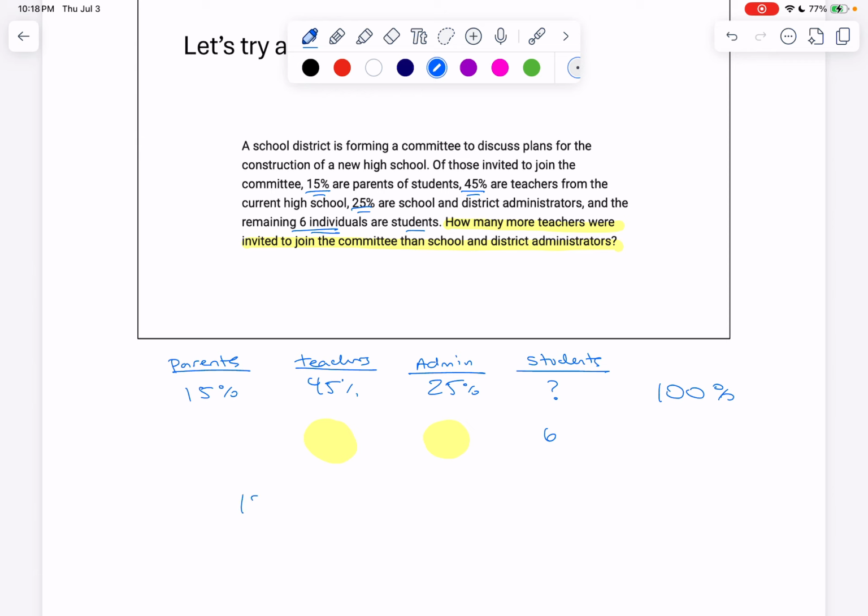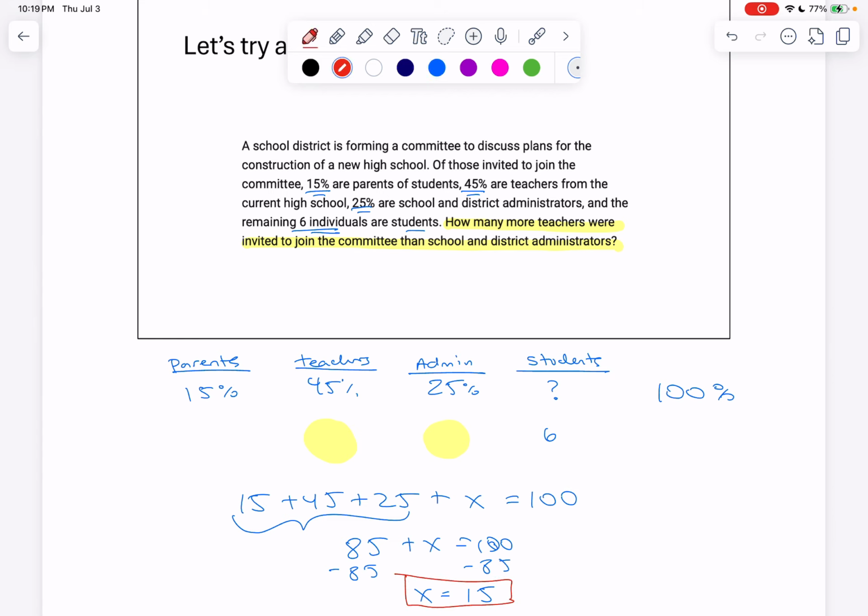If I add 15 plus 45 plus 25 plus my unknown number, and it equals 100, let's see what that unknown number will be. If I add all these guys together, 15 plus 45 plus 25, I get 85 plus x equals 100. So if I take away the 85 that they already told me about, I'll find out that my x is 15. So my percent for students should be 15%. I'm going to go ahead and put that with my students. Now, I've just noticed that my 6 students is 15% of my total.